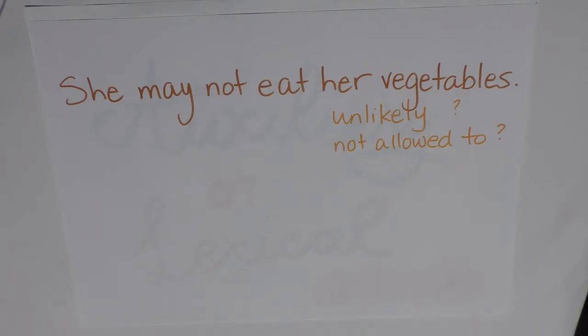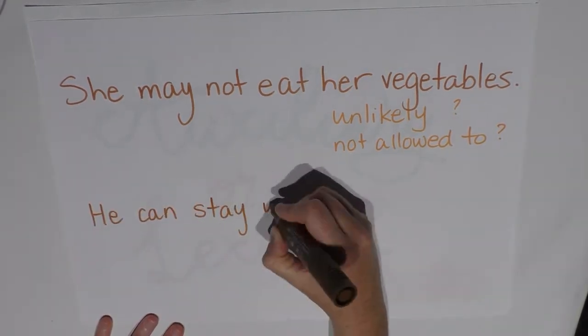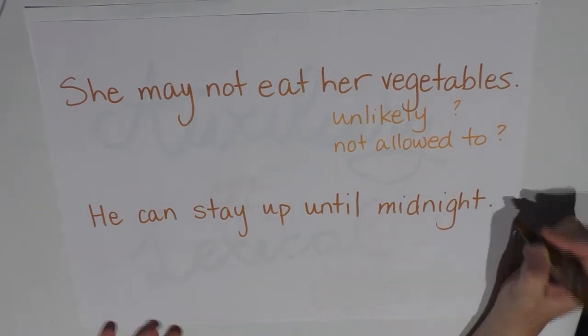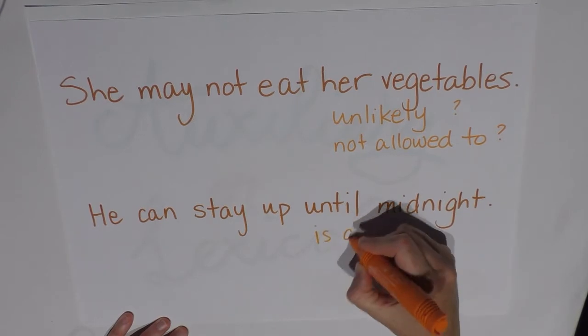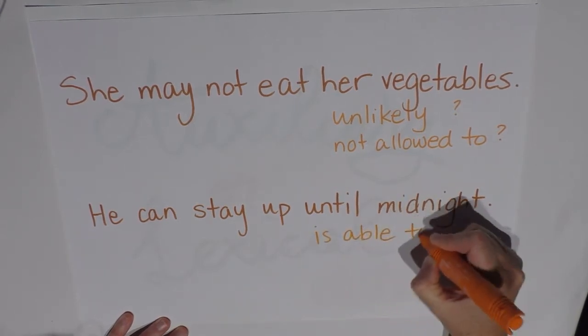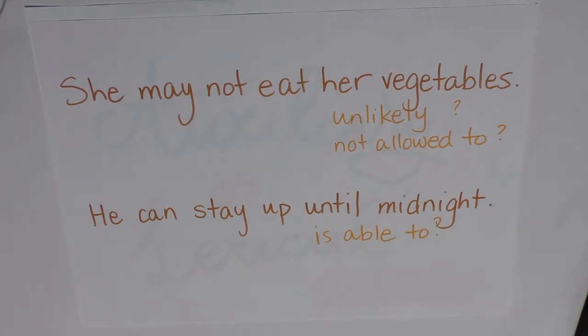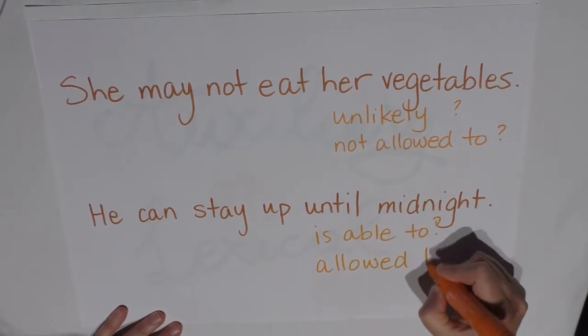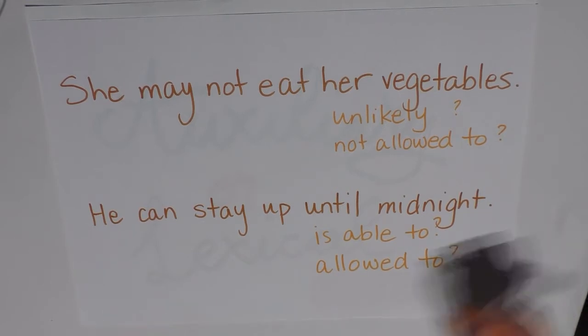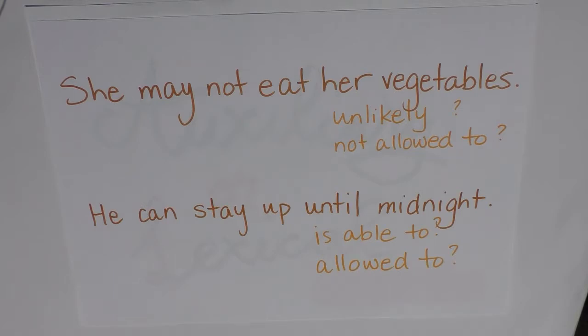Let's try another one. He can stay up until midnight. So does this mean he is able to stay up until midnight? Or does it mean that he has been granted permission to do so? So only context can make this clear for us. All right, let's bring back this table once again.